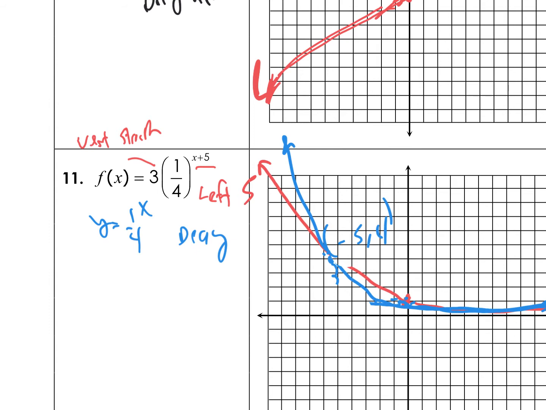Where is the y-intercept? The y-intercept is going to be a little harder. Y-intercept happens when x is 0. So 3 times 1/4 to the 0 plus 5 is 1/4 to the 5th. So that would take a calculator to know exactly how small it is. But it's small. 1/4 times 1/4 times 1/4 times 1/4, 4, 16, 64, 256. Very small. It's almost touching the x-axis.